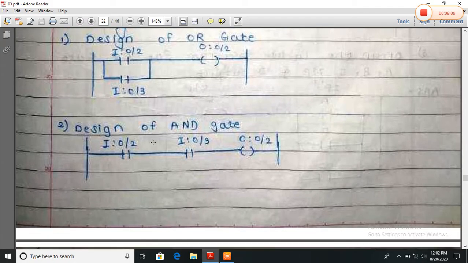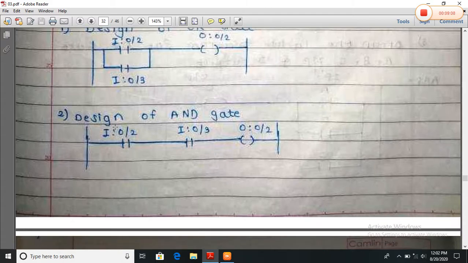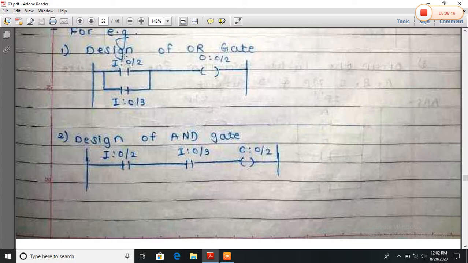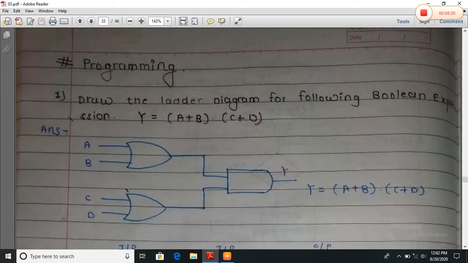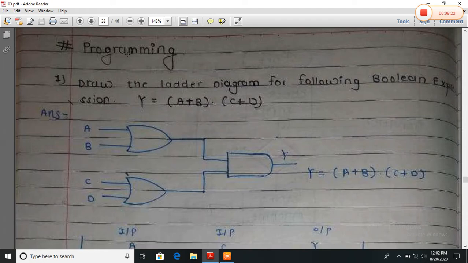Design an AND gate. For an AND gate, we use two inputs in series. For an OR gate, we use two inputs in parallel. Now we start the programming.